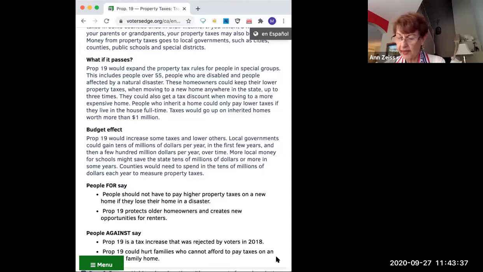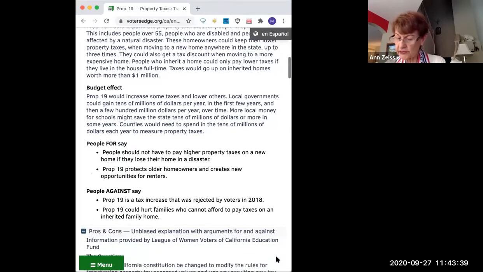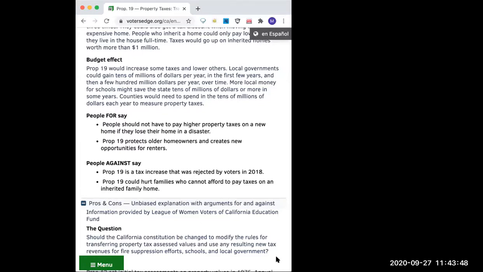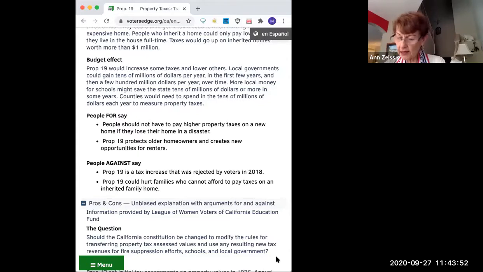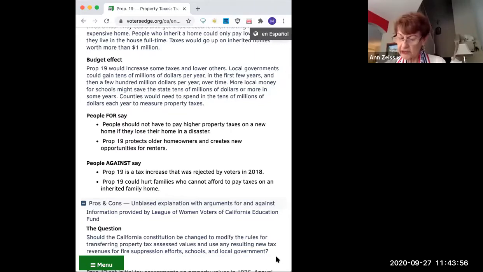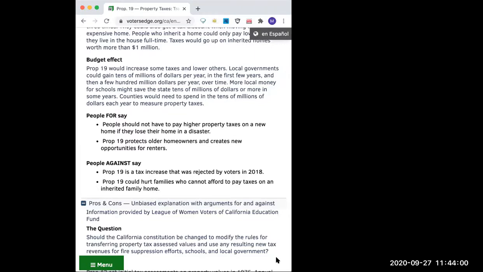Opponents say the California Constitution has been amended 3 times to protect the right of families to pass their home and up to $1 million of property to their heirs without changing the Prop 13 tax assessment.